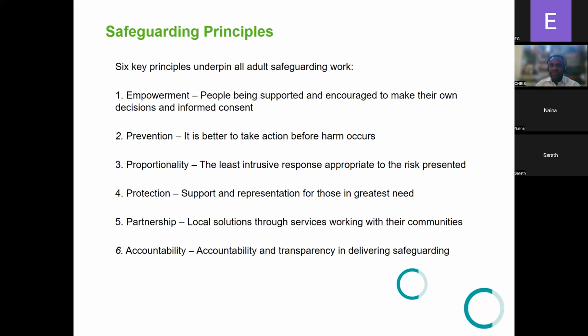Yeah. Empowerment, people being supported and encouraged to make their own decisions and informed consent. Very good. So the person is being taken care of. They can't bath themselves. They can't wash themselves. They can't dress themselves. They are being supported to do all of that. However, they are empowered. They are encouraged to make their own decisions and informed consent.